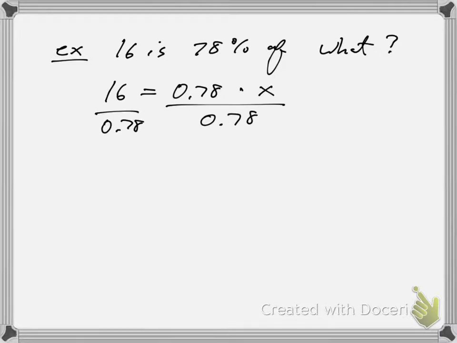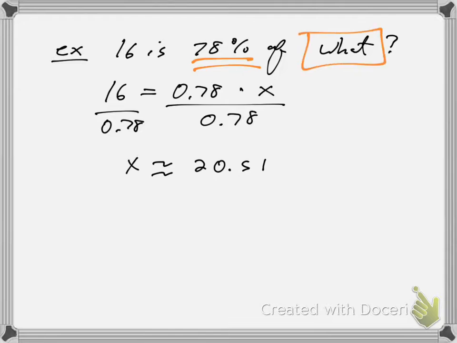Plug 16 divided by 0.78 into my calculator. And I get that x, and we're going to round, so I put a squiggly equal. I should have done that in the last one, I just didn't think of it. And I get 20.51. I don't have to change this to a percent or anything because I'm not looking for the percent. The percent is already given to me. I'm actually just looking for a number. And so this is my rounded number to 2 decimal places.